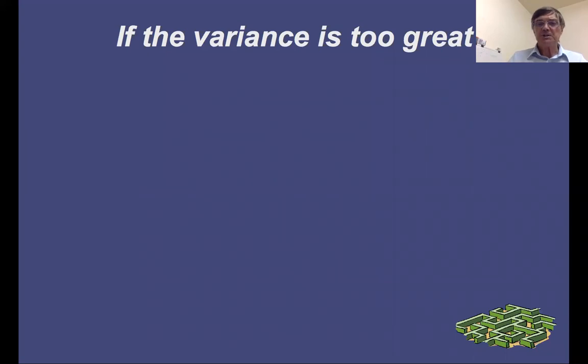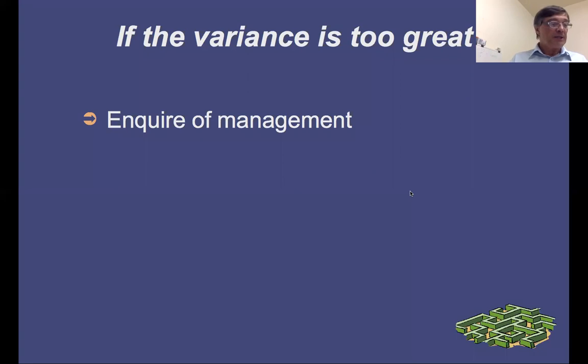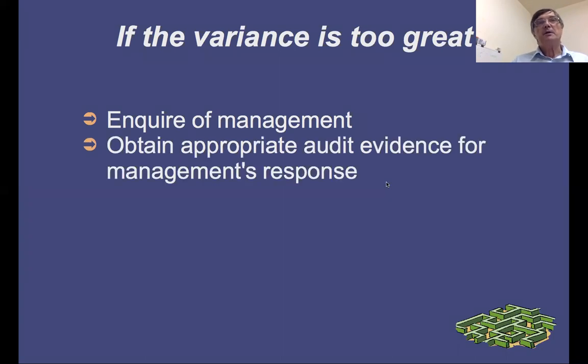Okay, you should now be seeing a slide that says if the variance is too great. And the standard does tell us what we've got to do here. Number one is inquire of management. Dear management, I thought it was going to be within this range, but your accounts show this number. Why? And then management will say, well, that's what it is. Then we obtain appropriate audit evidence for management's response.